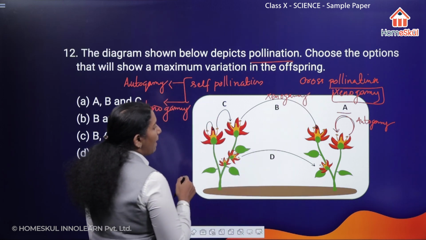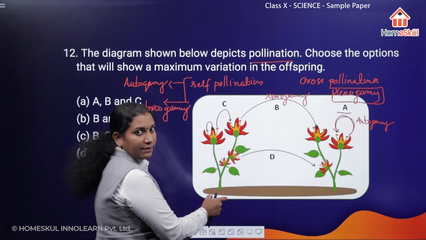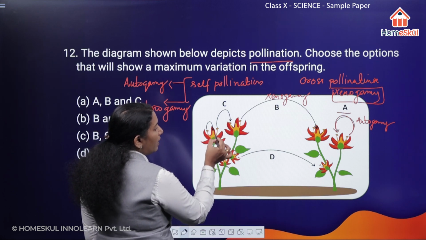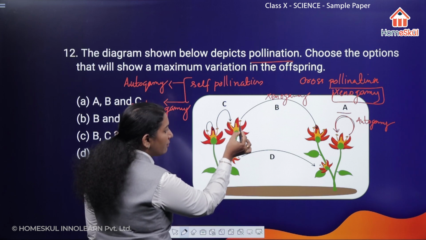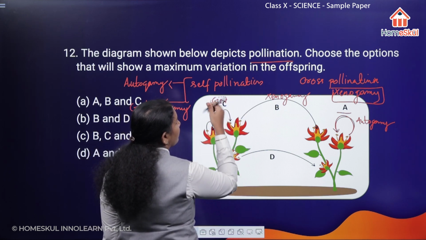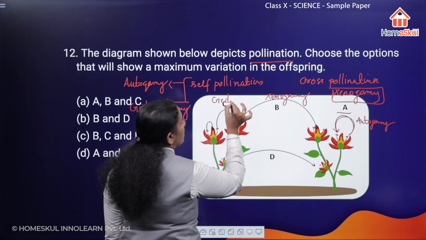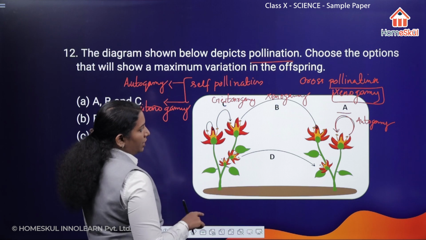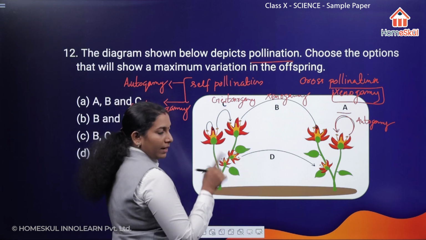And in C, what will happen? A single plant is involved, but two different flowers. So the pollen grains of one flower are deposited on the stigma of another flower of the same plant. So this is a kind of geitonogamy, again a self-pollination, right? Autogamy and geitonogamy are self-pollination.